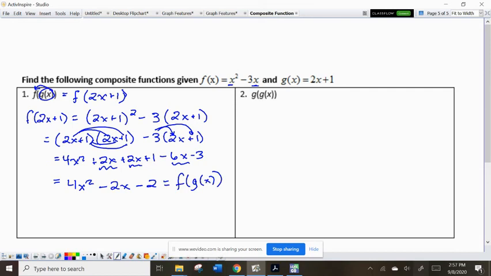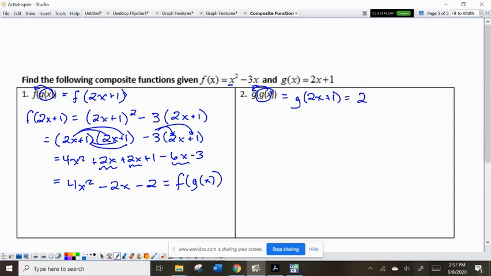And this last one might look a little strange, but we're just going to do what it says. That's what function notation is, set of directions. We're going to plug g into itself. So what does that look like? We're going to go to the g function, and everywhere we see an x, we're going to replace it with the g function, which is 2x plus 1.